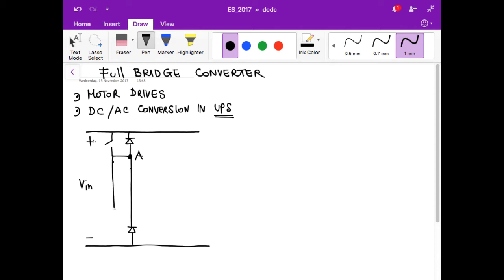and each node is connected to the higher voltage and to the lower voltage with a switch. We can call them TA plus and TA minus. And of course, these two switches can be alternatively on and off. If TA plus is on, then A is connected to plus V in, and therefore TA minus is off.